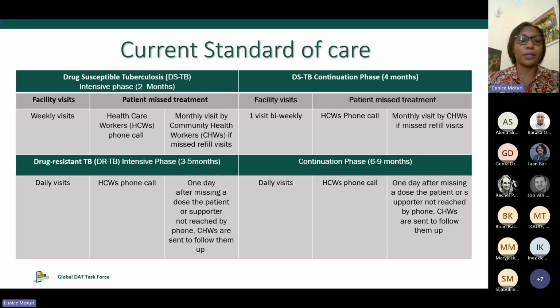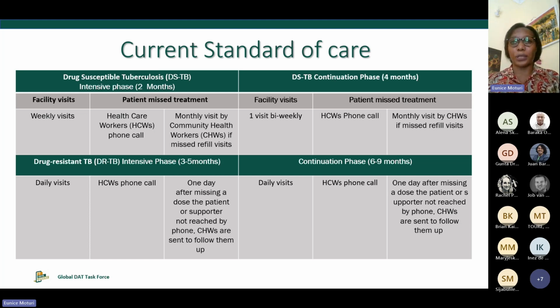Now, those who have chosen the option of taking medication at home usually go to facilities for refill according to the phases of treatment they're in. For example, the DSTB patients in Tanzania who are in intensive phase go for refill on a weekly basis. If a patient misses going for refill 2 consecutive times, that's when the healthcare worker will start doing the follow-up. They will make a call to the patient. If the patient is not reached, then call the treatment supporter. If both of them are not reached, then a CHW will be sent to do the follow-up.